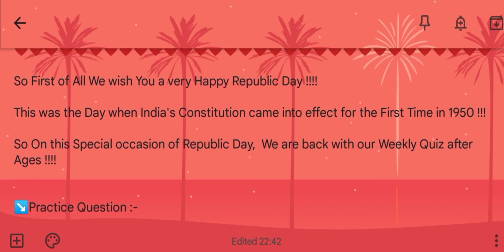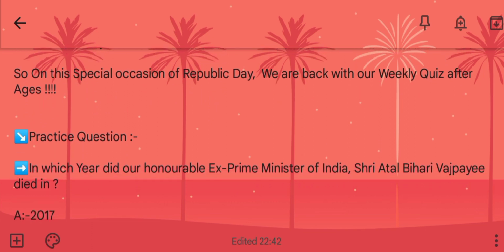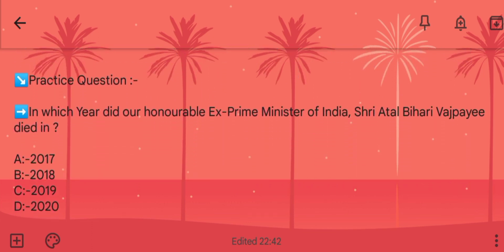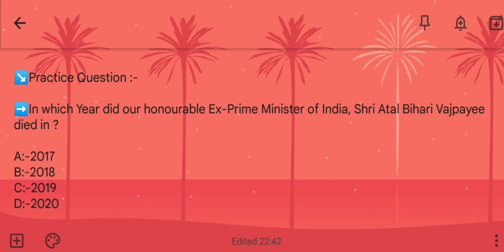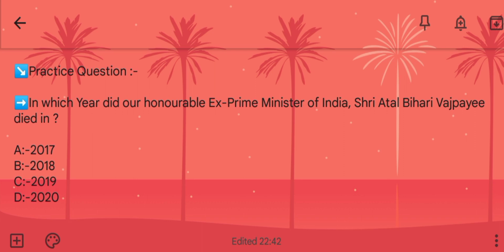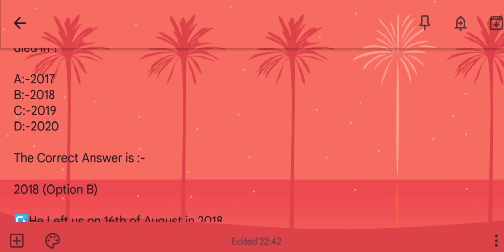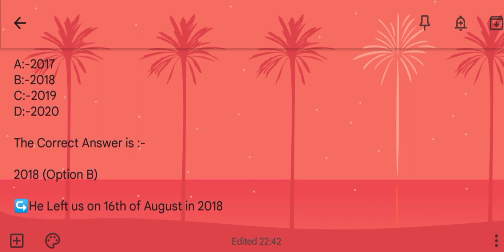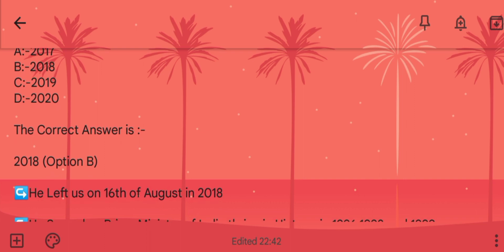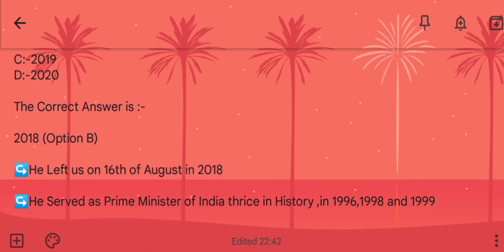Okay, so let's start with the practice question of the previous weekly quiz, which was, in which year did our Honorable ex-Prime Minister of India, Shri Atal Bihari Vajpayee die? Here are the options. Option A, 2017, B, 2018, C, 2019, and D, 2020. The correct answer to this question is 2018, or option B. He left us on 16th of August in 2018. He served as Prime Minister of India thrice in history, in 1996, 1998 and 1999.